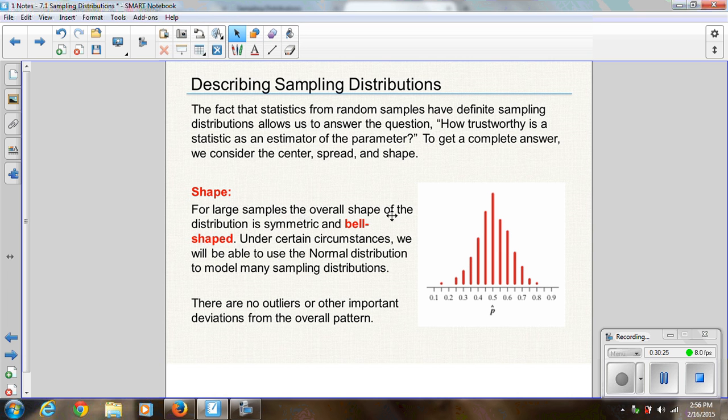For large samples, the overall shape of the distribution is going to be symmetric and bell-shaped. That's very important. Under certain circumstances, we'll be able to use the normal distribution to model many sampling distributions. There shouldn't be any outliers or other important deviations when we're looking at large samples.